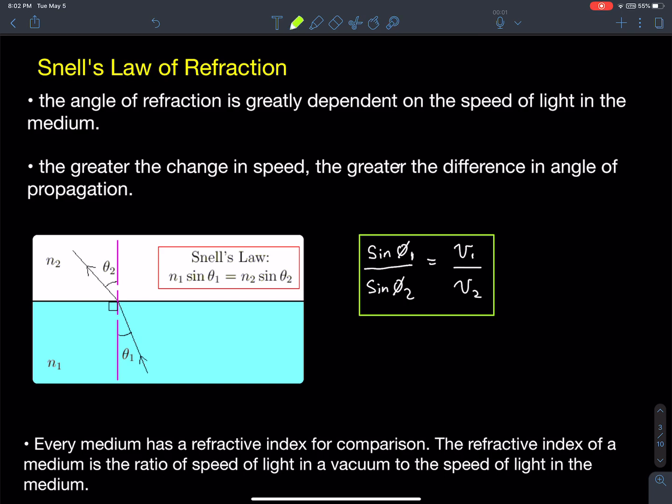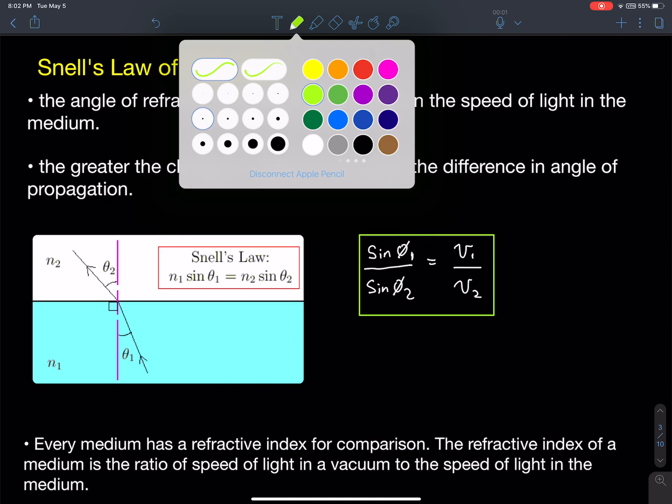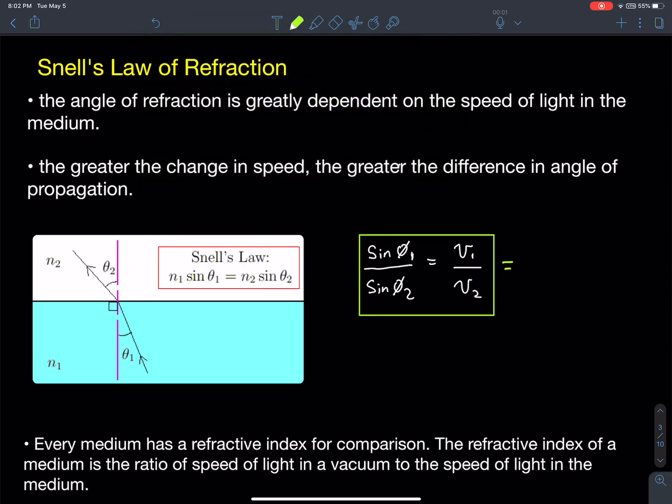Which is also equal to, now I'm going to show you in a second, if I can get a better pen, a little thinner than what I have right now, okay? Which is going to be equal to n2 over n1, and I'll explain why. So sine theta 1 over sine theta 2 is equal to n2 over n1. If I rearranged this formula over here, I would get that formula.